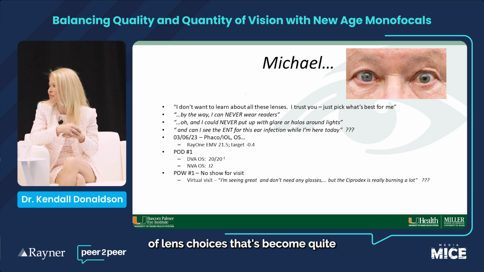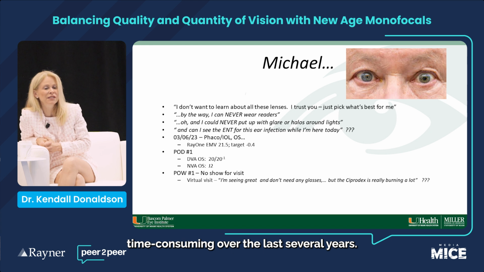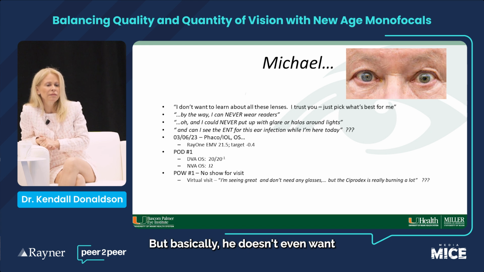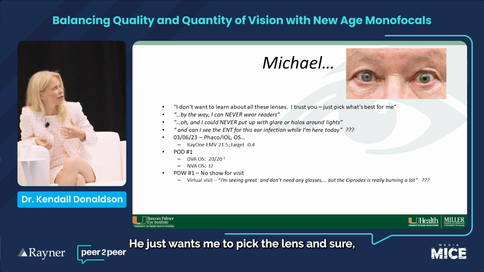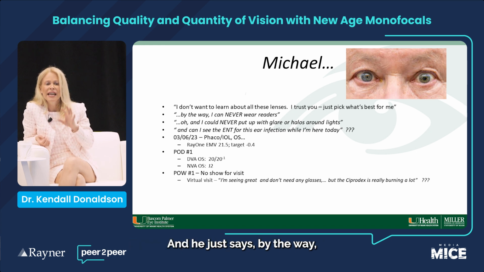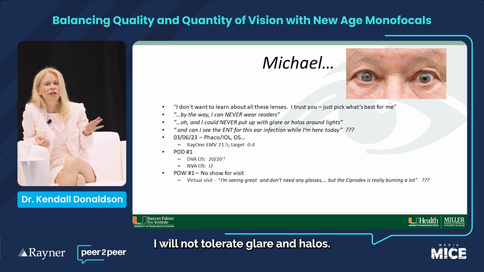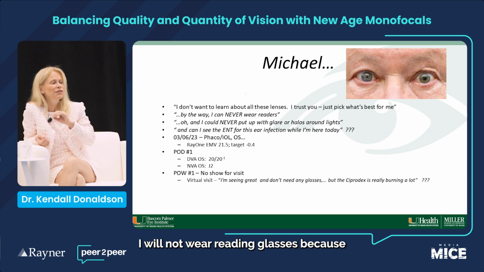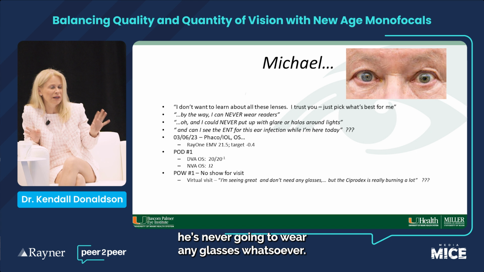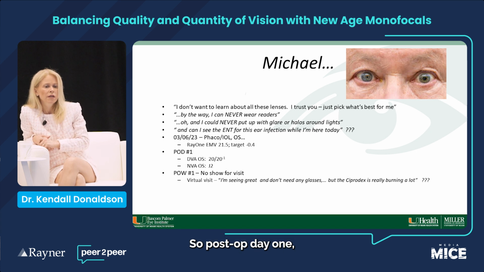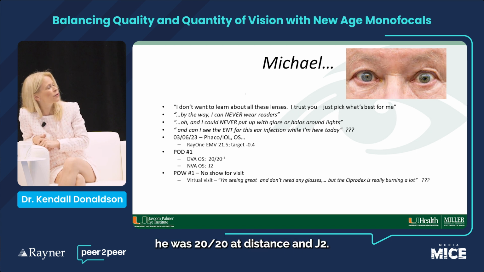And so we go through this whole long list of lens choices. That's become quite time consuming over the last several years. But basically, he doesn't even want to learn about all these lenses because we're good friends. He just wants me to pick the lens, and he's sure I'm going to pick the right lens. And he just says, by the way, I will not tolerate glare and halos. I will not wear reading glasses, because he's never going to wear any glasses whatsoever. So post-op day 1, he was 20/20 at distance and J2.